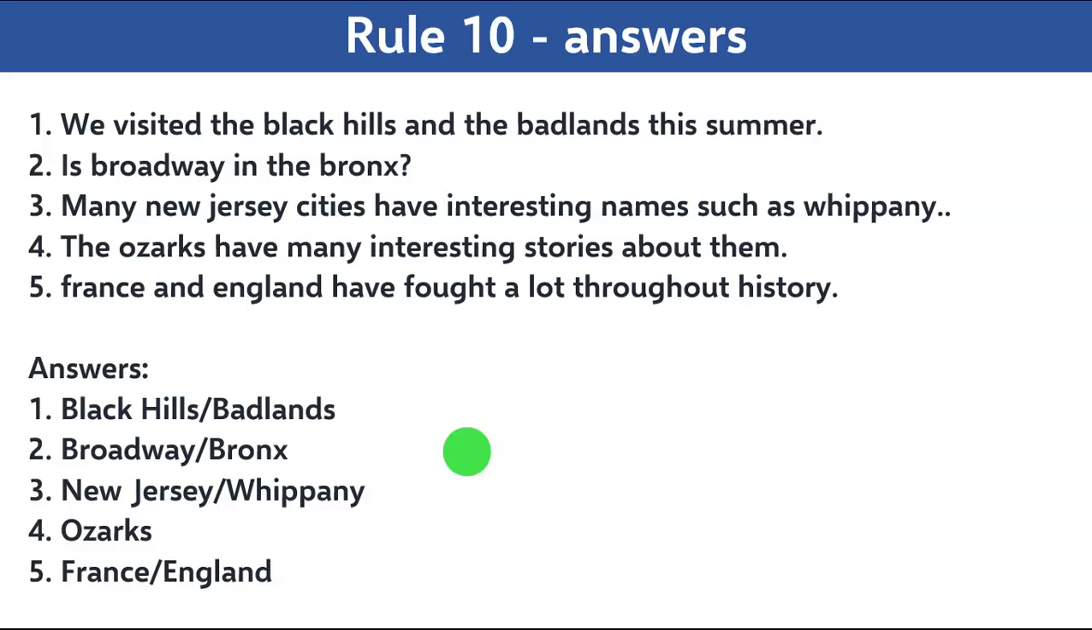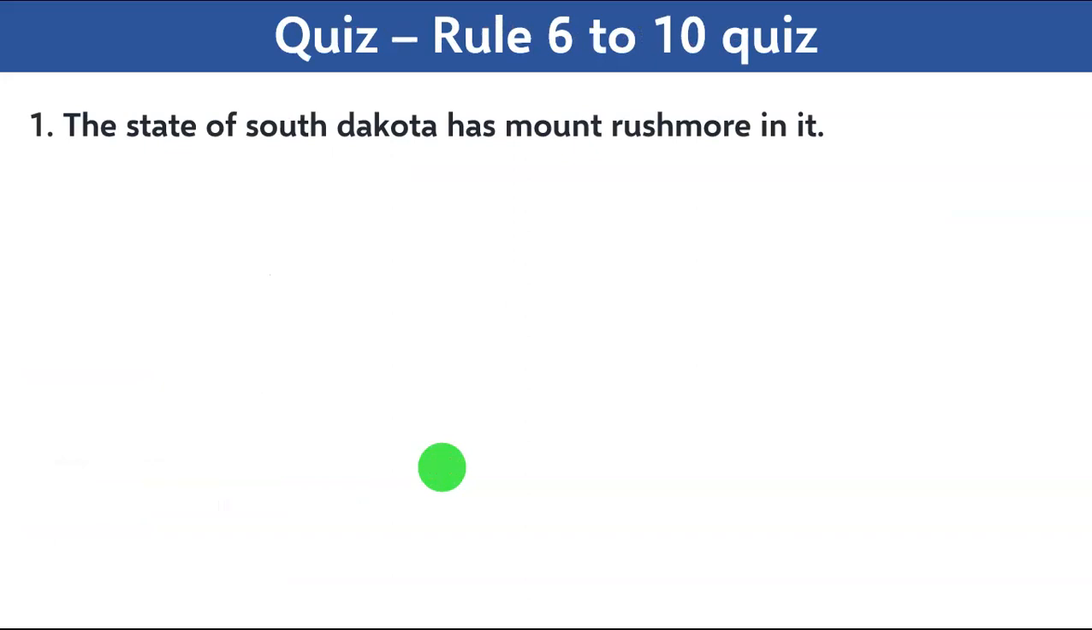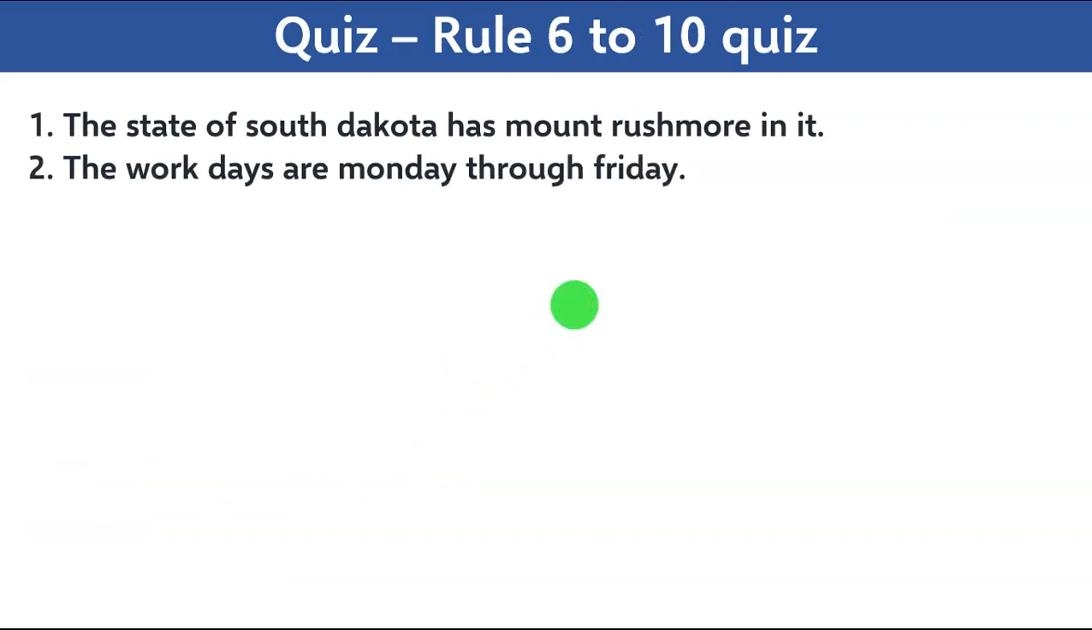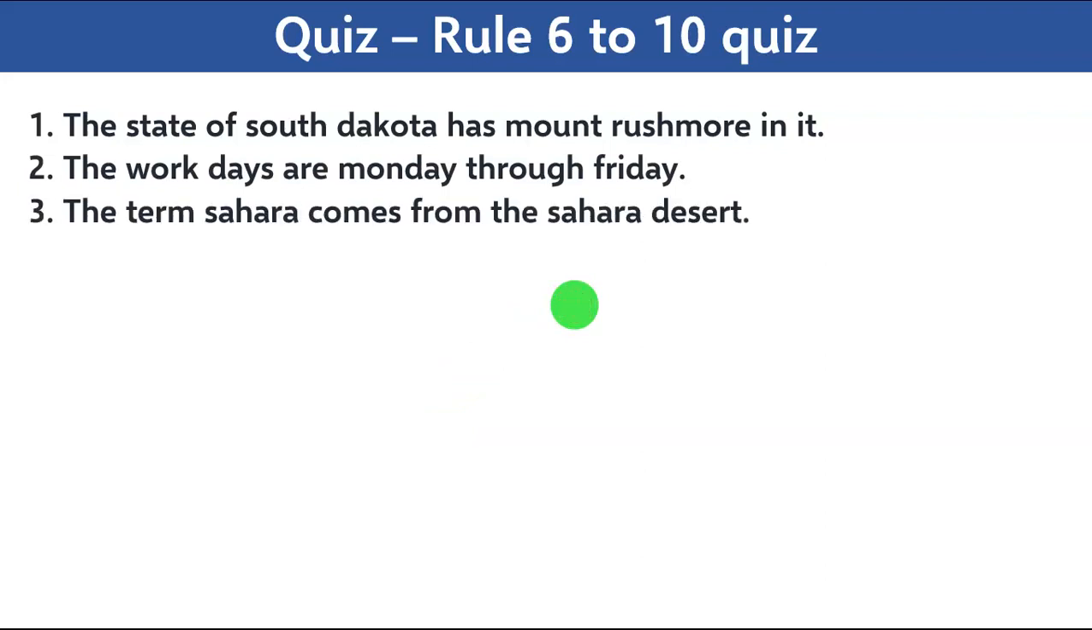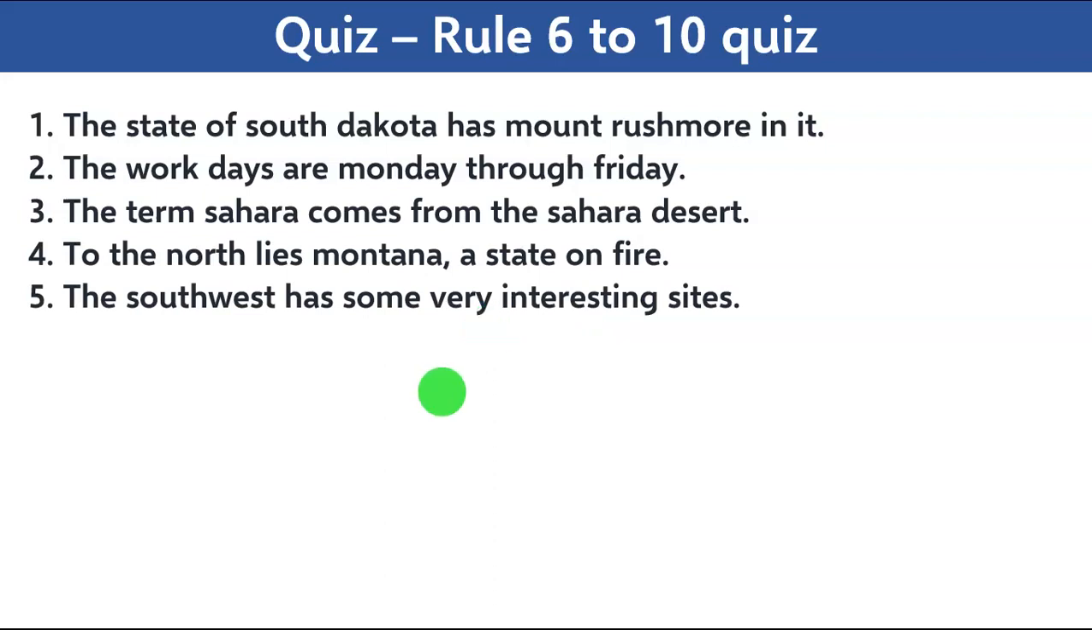Now what we will do is we will take a consolidated quiz on all these 5 rules. So are you ready? Let's get started. Number 1, the state of South Dakota has Mount Rushmore in it. Number 2, the work days are Monday through Friday. Number 3, the term Sahara comes from the Sahara Desert. Number 4, to the north lies Montana, a state on fire. Number 5, the Southwest has some very interesting sights.